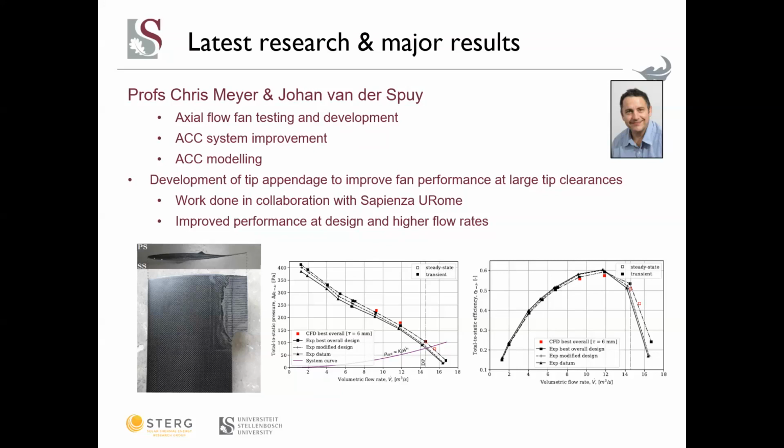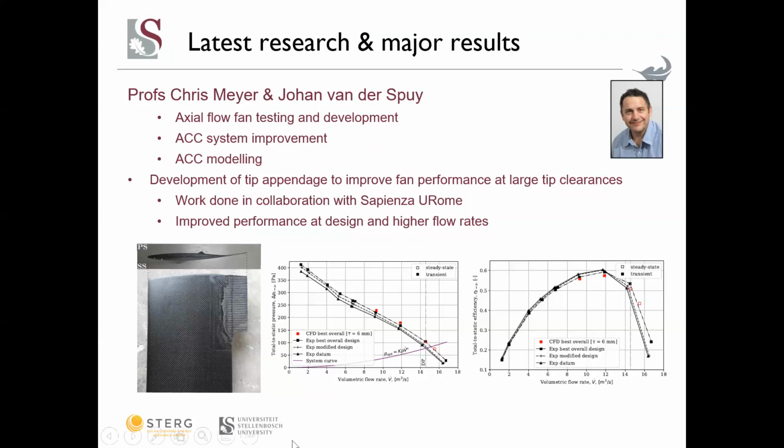One of the first areas that we'll look at is the development of tip appendages for ACC fans in order to improve the fan performance at large tip clearances. ACC fans are typically run at relatively large tip clearances, and the idea behind this research is that you add a tip appendage in order to improve the fan's performance. This work is done in collaboration with Sapienza University in Rome, and also looks at improving the performance at the design and higher flow rates.